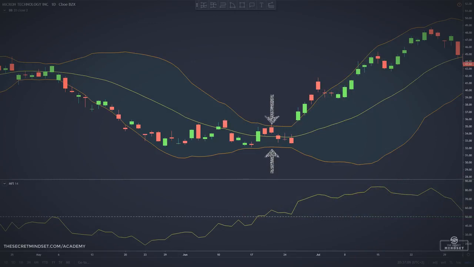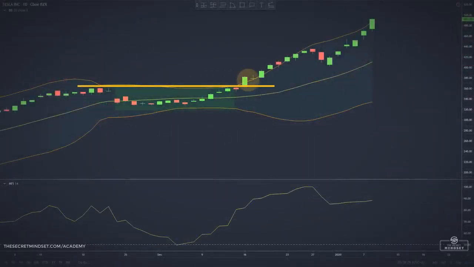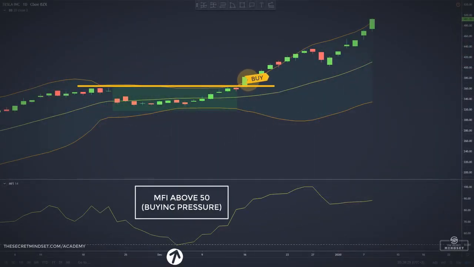Pay attention to the volume. Here are other examples of Bollinger Band squeeze trades confirmed by the volume.